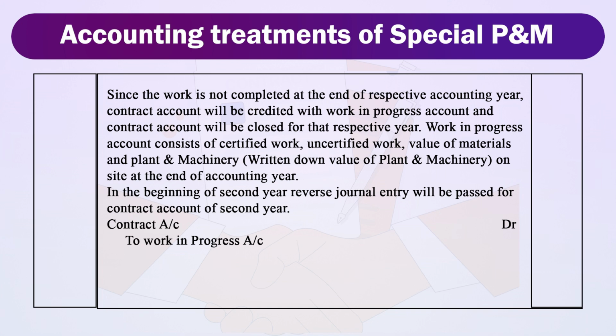Work in progress account consists of certified work, uncertified work, value of materials and plant and machinery, written down value of plant and machinery on site at the end of accounting year. In the beginning of the second year, reverse journal entry will be passed for contract account of second year. Entry is contract account debit to work in progress account.